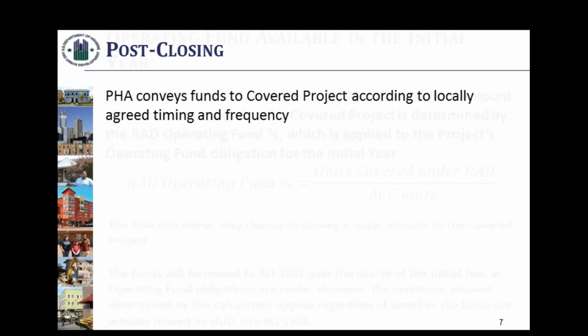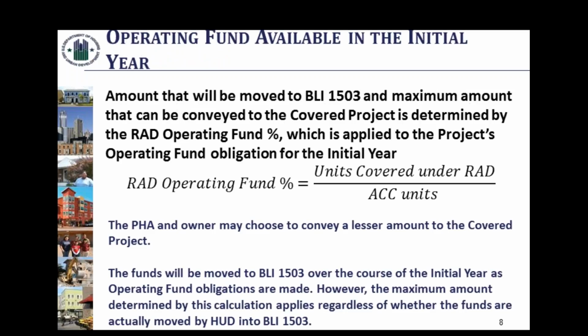I'll walk through just quickly both the operating fund and capital fund calculations. So the amount that will be moved to BLI 1503 for the operating fund, and the maximum amount that can be conveyed to the covered project, is determined by what we call the RAD operating fund percentage, which is applied to the project's operating fund obligation for the initial year, for the remaining months of that calendar year. And it's simply the units covered under RAD over the total ACC units at that property.